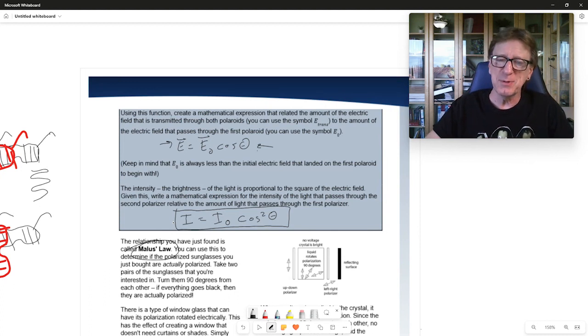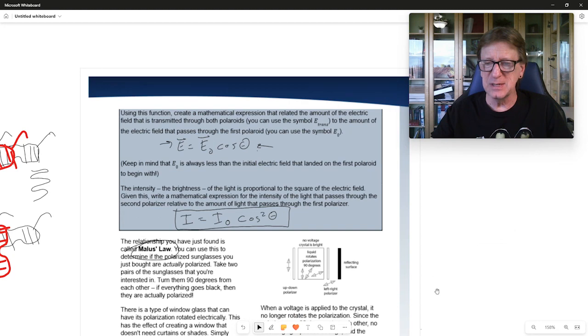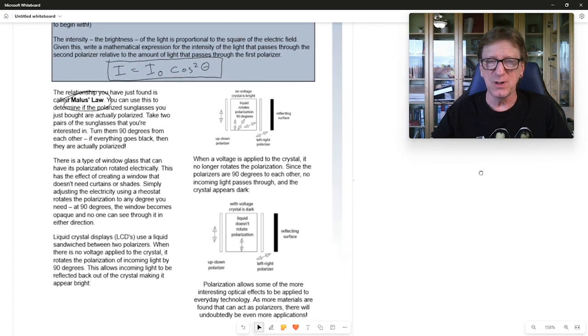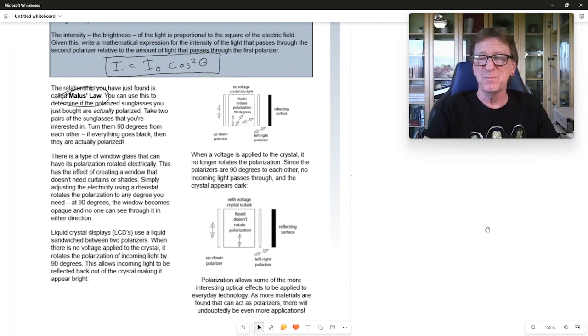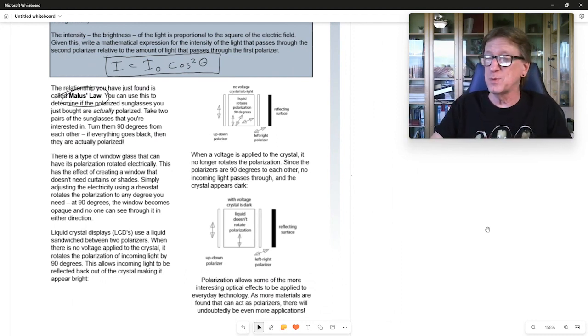Let's talk about a couple of applications to this. The most common that you're going to see is an LCD screen. And I'm sure all of you have at one time or another seen an LCD screen. Your calculator probably has one. These work because of polarization.